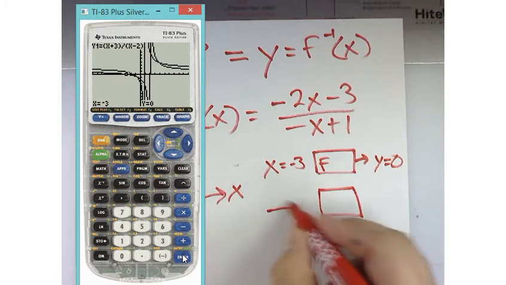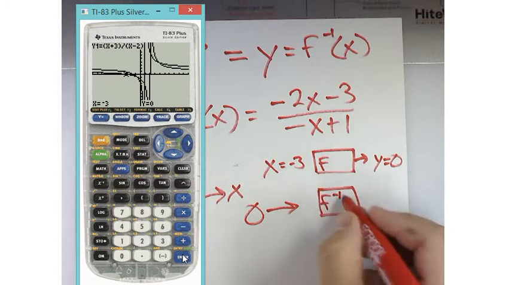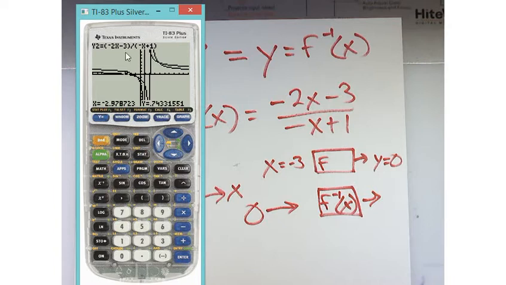Now, if I plug 0 into my inverse, I should get negative 3. So if I switch functions, and you can switch functions by hitting the up or down cursor, now I'm on my inverse function, and if I plug in 0, I should get negative 3. And I do. So that's another way that we could verify and make sure that we've done it correctly.